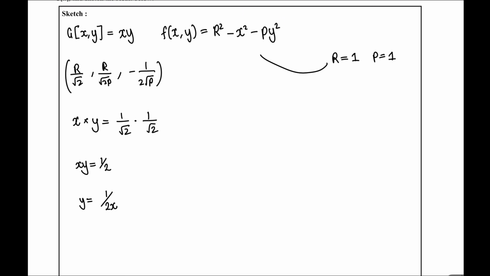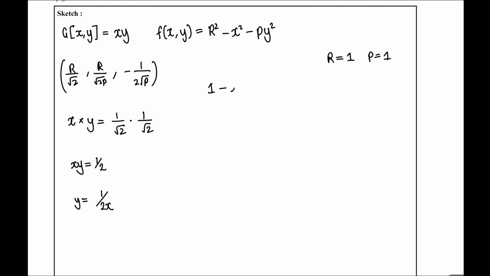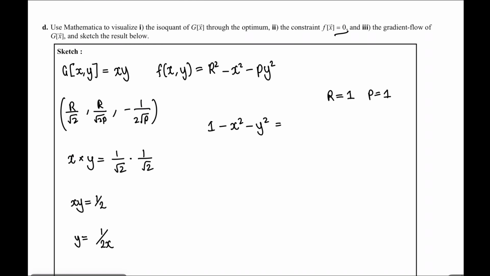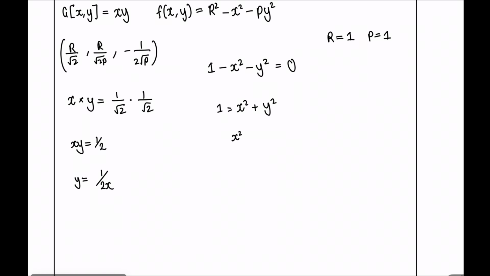If we now sub r equal to 1 and p equal to 1 into our constraint, we get 1 minus x squared minus y squared, and the constraint is equal to 0. So then we get 1 is equal to x squared plus y squared. So hopefully you can tell that this is the equation of a circle with radius 1.